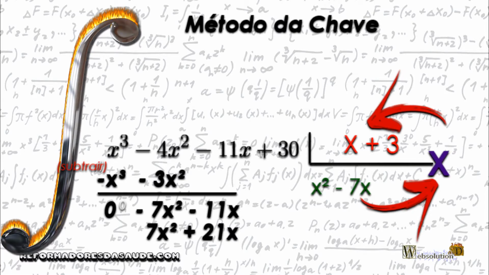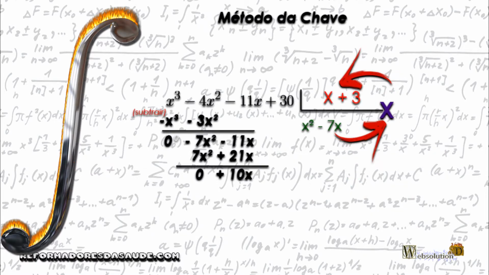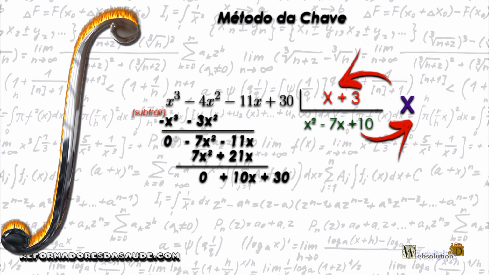Now minus 7x times plus 3, 7 times 3 is 21, 21x, minus with plus, so it's minus 21x, and changing the signs, below the polynomial there's plus 21x. By doing the subtraction, minus 7x squared plus 7x squared equals 0. Minus 11x plus 21x equals 10x. Now let's bring down the 30 and divide the 10x by x of the divisor. 10x divided by x equals 10.